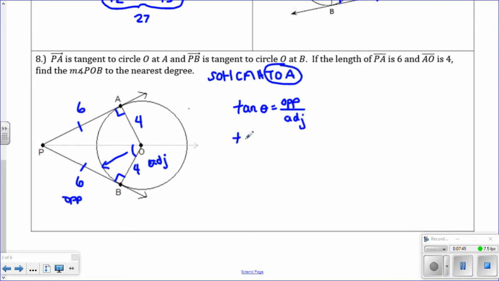You can put an x in there if you want to. The opposite side is 6, the adjacent side is 4, and because we don't know the angle in the calculator, you have to do the inverse, which is second tangent. Type in 6 divided by 4, and then rounding to the nearest degree, we get 56 degrees.